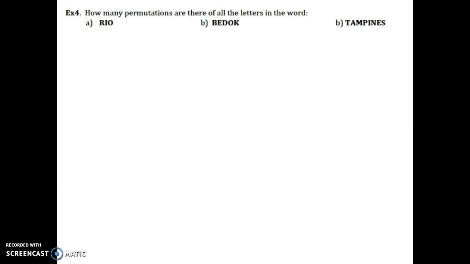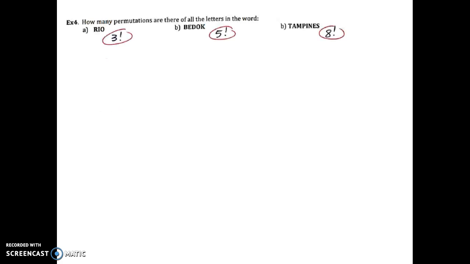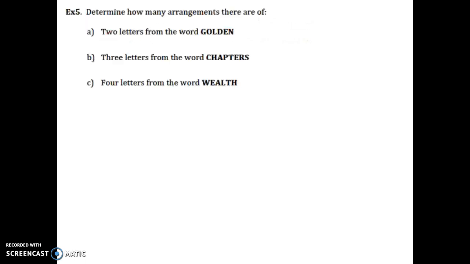So how many permutations are there of all the letters in the word Rio? Well, Rio itself has 3 letters. So there are 3 options for the first letter. Once one of those has been selected, you're left with 2 options. And then, of course, you'll have no choice about what the last letter is. So, as we have seen in the previous example, 3 factorial is going to be our solution here. And by now, you've probably made the connection and realized that actually 5 factorial and 8 factorial are your answers for those other questions.